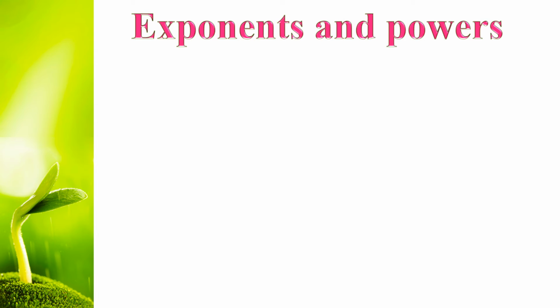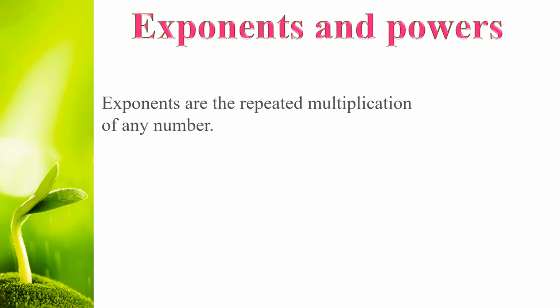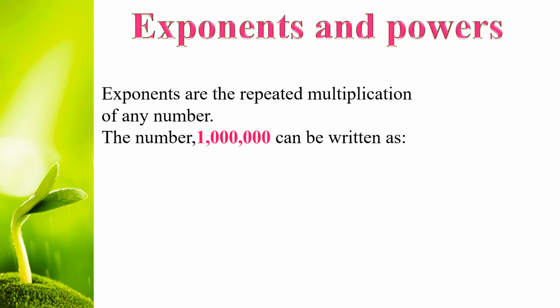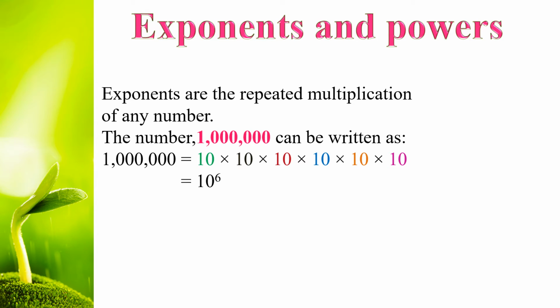Now we are going to learn about exponents and powers. Exponents are the repeated multiplication of any number. The number 1 million can be written as 1 million equals 10 into 10 into 10 into 10 into 10 into 10. 1 million can be written as 10 raised to the power 6.